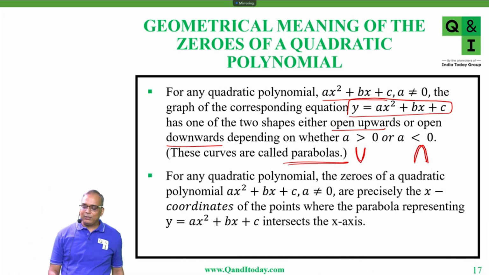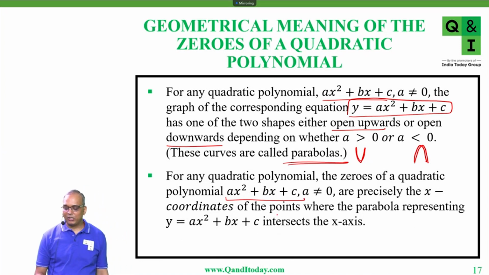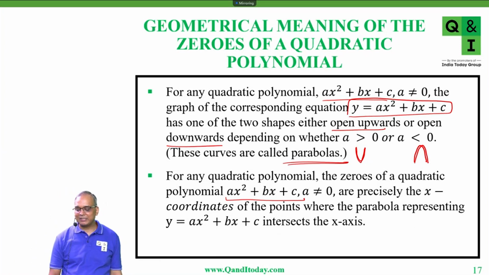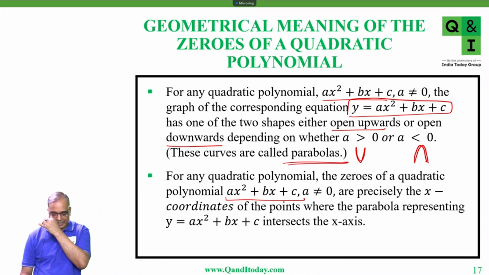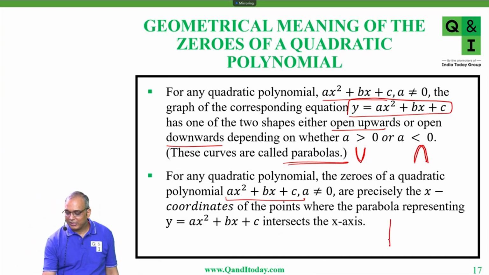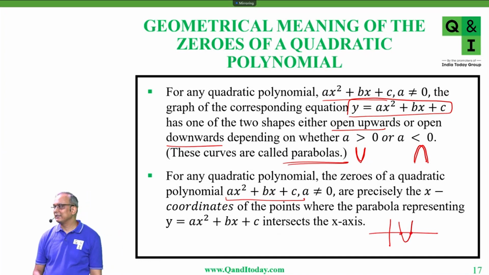So for any quadratic polynomial ax square plus bx plus c, where a is not equal to 0, the zeros are precisely the x coordinates of the points where the parabola representing ax square plus bx plus c intersects the x-axis. Right? So the zeros of a quadratic polynomial are precisely the x coordinates of the points where the parabola cuts the x-axis. So there are three cases here, students.